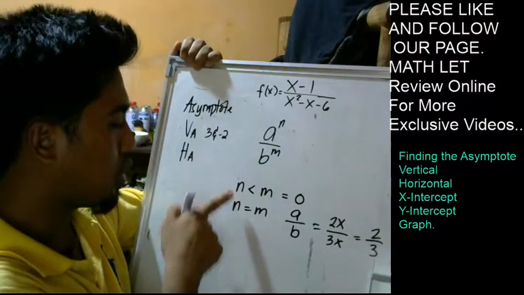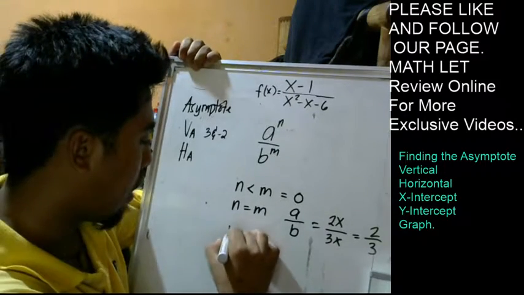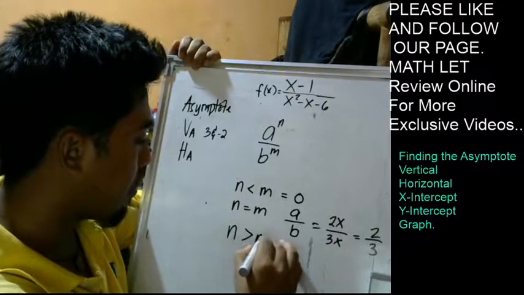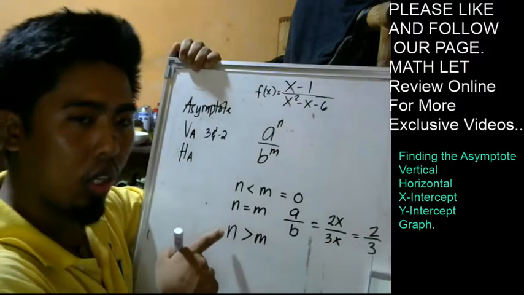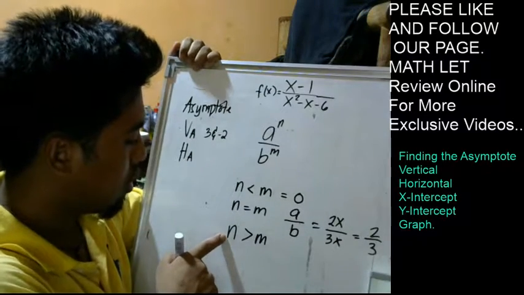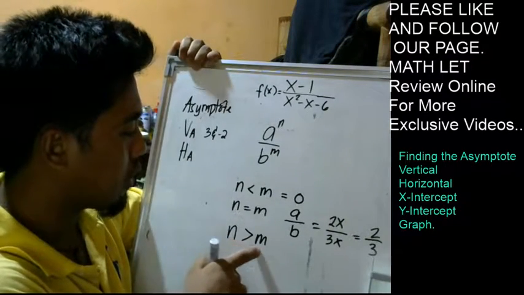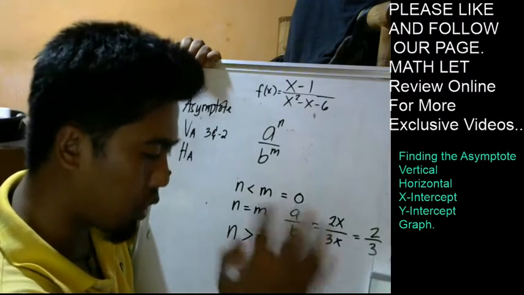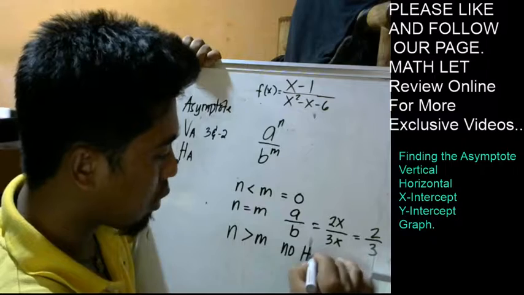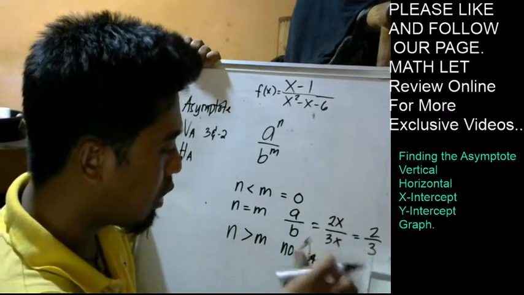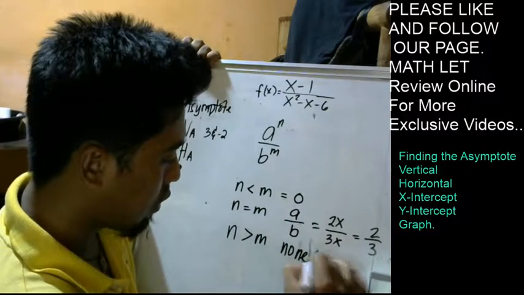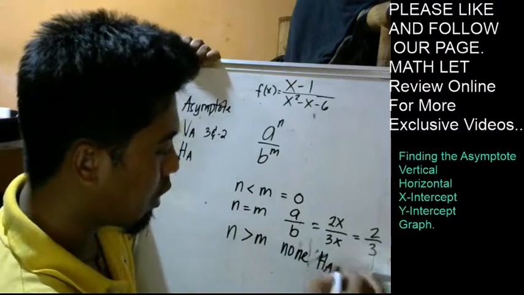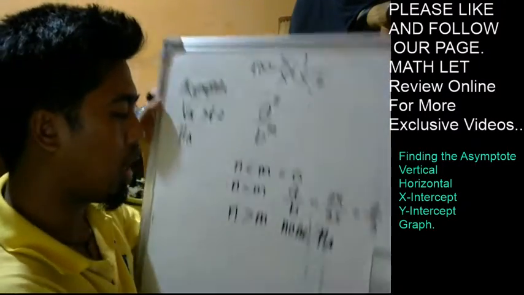So first condition, second condition, and the third one: if n is greater than m, if the exponent of the numerator is greater than the exponent of the denominator, then there is none, or there is no horizontal asymptote.